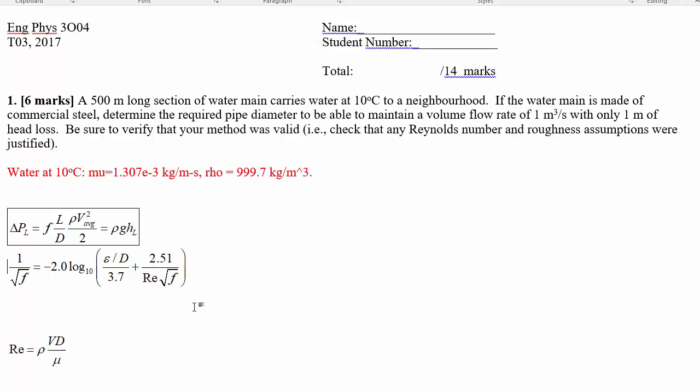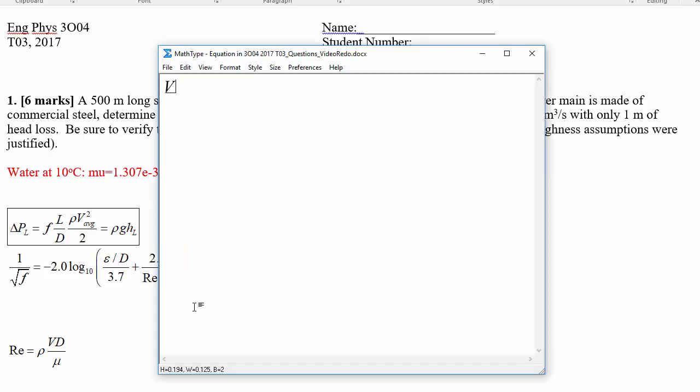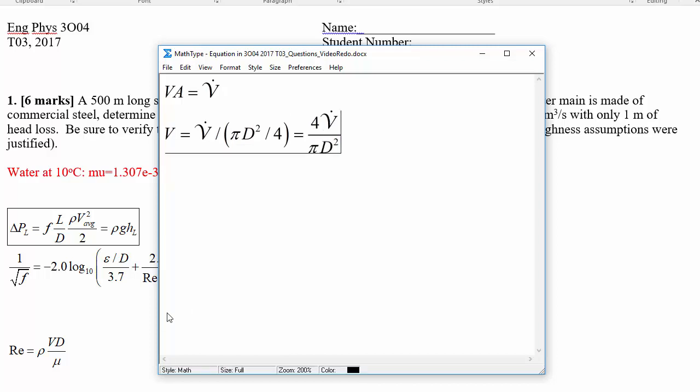and these equations are in terms of velocity, but we don't actually have velocity in the problem. And what makes this really tricky is that we can't even calculate the velocity exactly. We know that the velocity times the area is the volumetric flow rate, which we do know. So in other words, the velocity is equal to the volumetric flow rate divided by the area, which is pi d squared over 4. So in other words, it's 4 times the volumetric flow rate over pi d squared. Now we're going to need this in a couple of different spots.